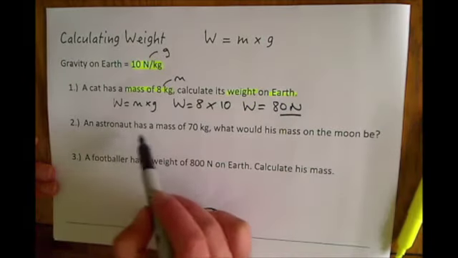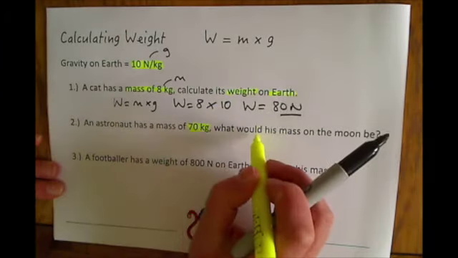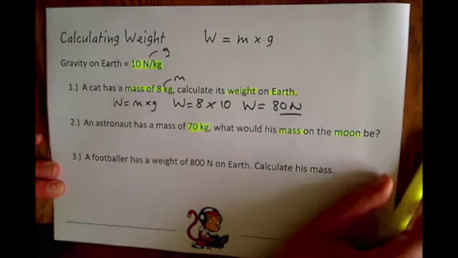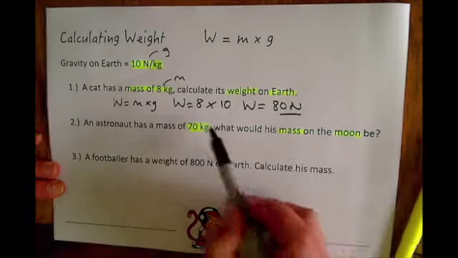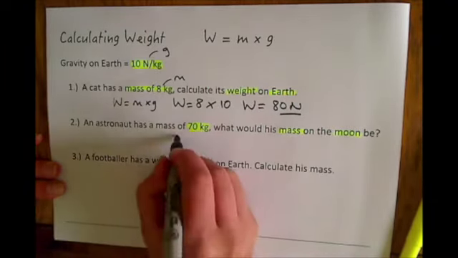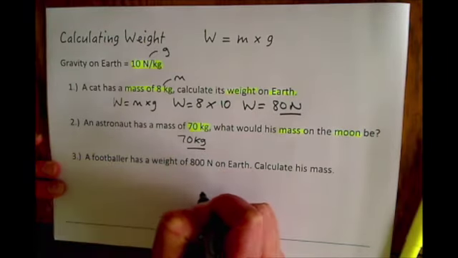Second question, an astronaut has a mass of 70 kilograms. What would his mass be on the moon? Well, this is a bit of a trick question. You should remember from before that mass does not change. So if he's 70 kilograms on Earth, he will be 70 kilograms on the moon.